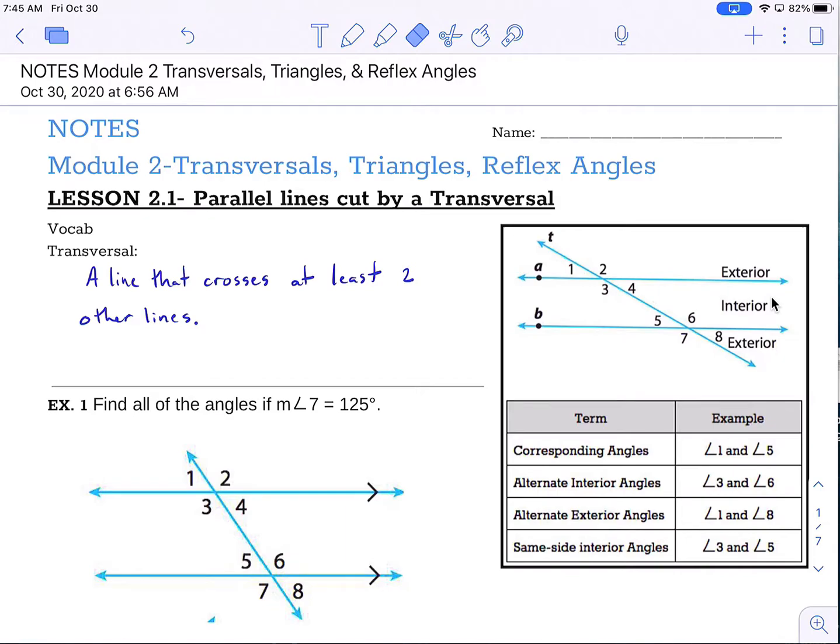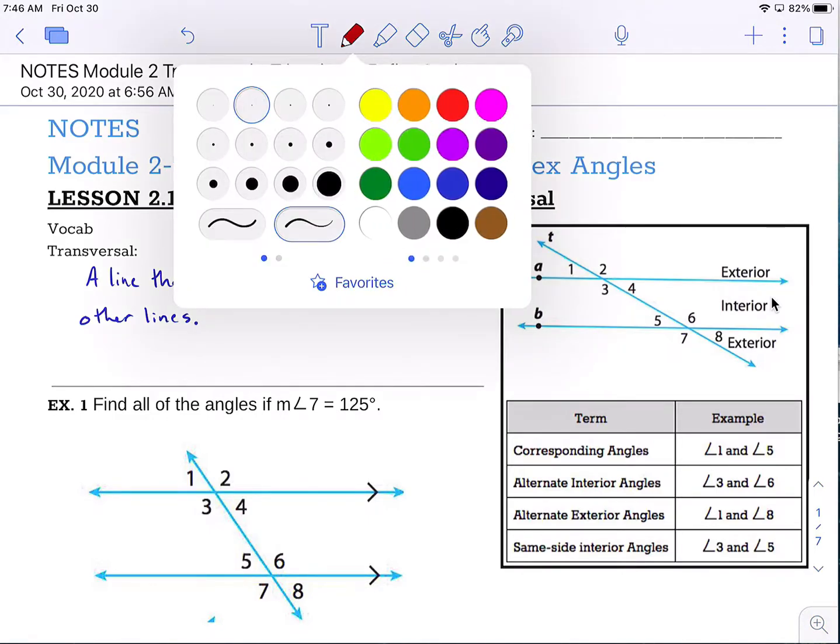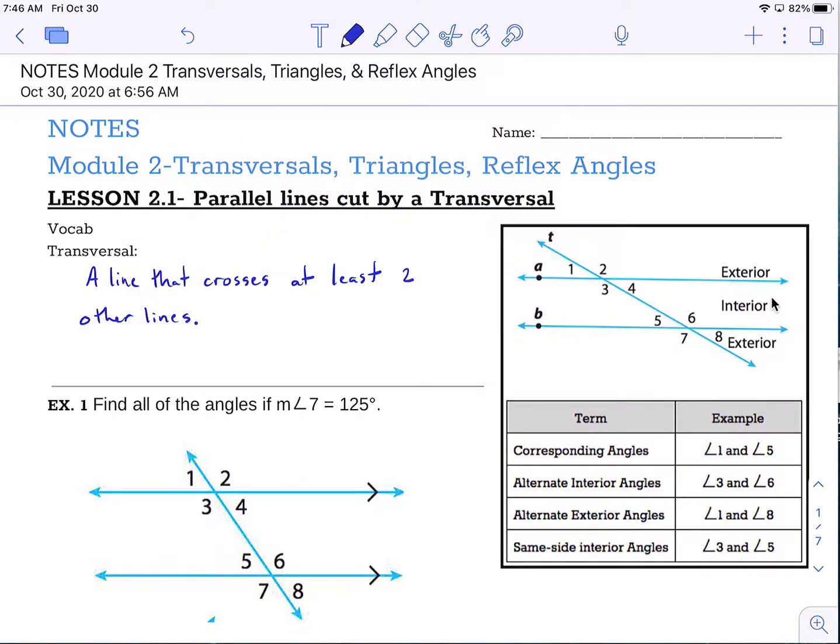All right, everybody, 2.1. We're starting Module 2. In Module 2, you can see the title there at the top. It's transversals, triangles, and reflex angles. So we are still going to be sticking with some geometry stuff here for a little while. A lot of this stuff is important, too, and will help you in geometry in high school when you're a sophomore.